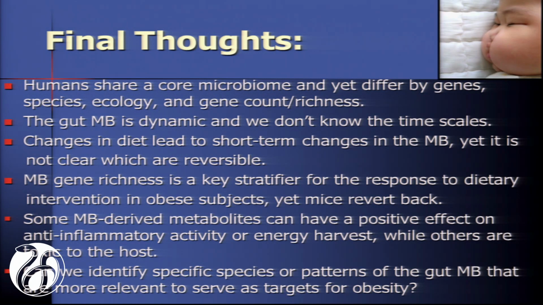The gene richness is a key stratifier for the response to dietary intervention, yet when you put these genes into mice, they become obese, but eventually they revert back, so it's not permanent. And some of these microbiome-derived metabolites have a positive effect on inflammation and energy harvest, while others are more toxic. So I think the key here is, can we identify the specific species or patterns of the microbiome that are more relevant as targets for obesity?